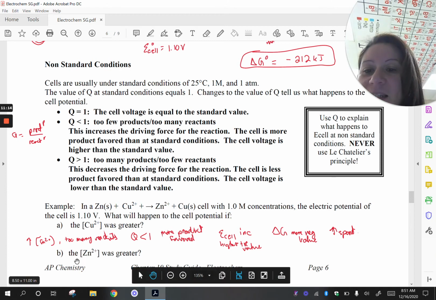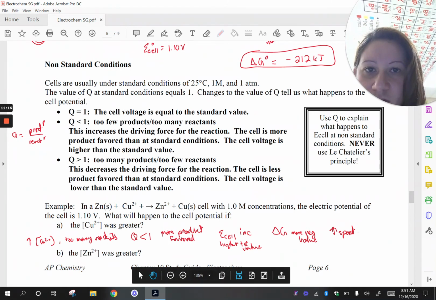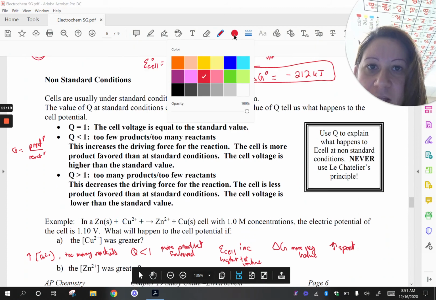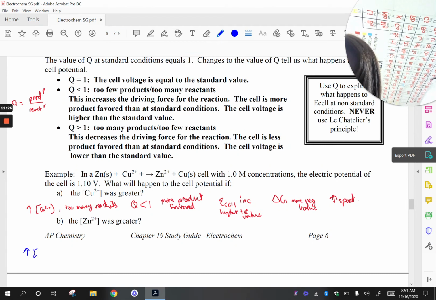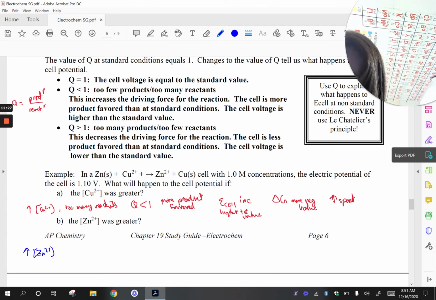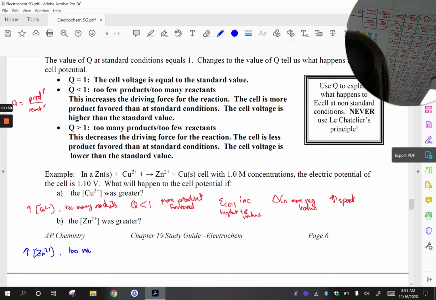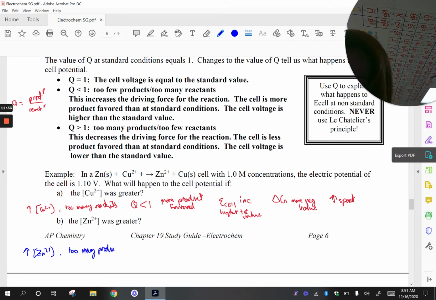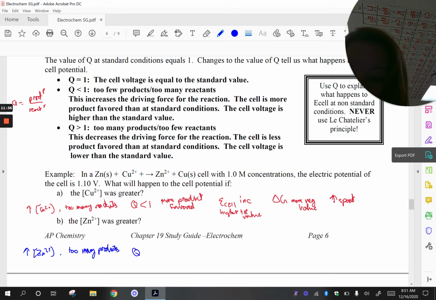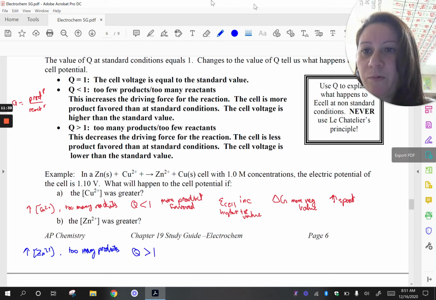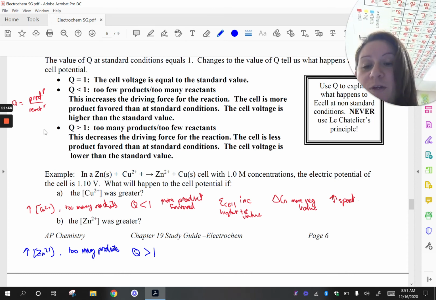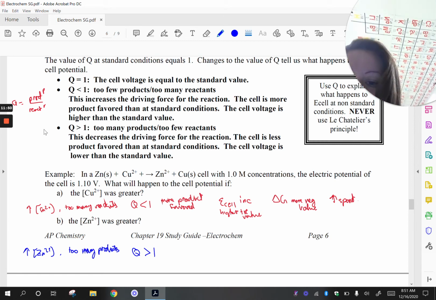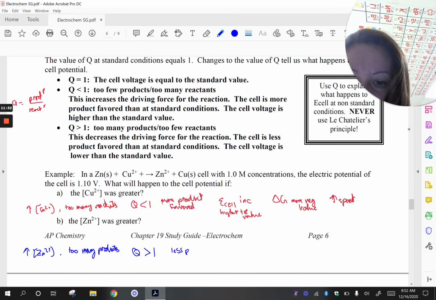Okay, let's say that the Zn2+ concentration increases. So what's going to happen? Well, zinc here is a product. So if I increase my Zn2+ concentration, then I have too many products. My Q is greater than 1. My product to reactant ratio is greater than what it normally would be. And so the driving force for the reaction is not going to be as high because I have already too many products. It doesn't want to make more products. And so it's going to be less product favored.